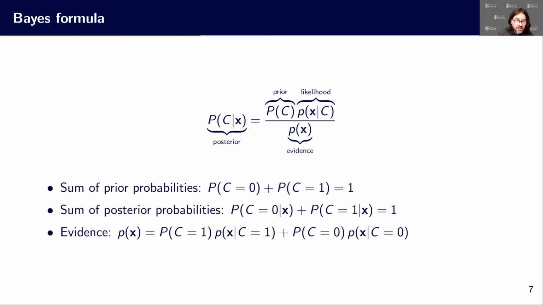And the evidence here is evaluated in general by looking at the prior times the likelihood. So we have the prior of being of class 1 and the likelihood that X is coming from class 1, and the same thing for class 0. By summing these, we get the evidence, the likelihood of getting sample X, whatever the class.